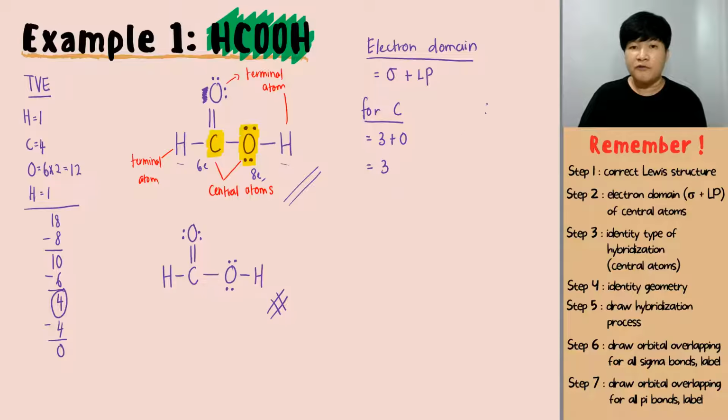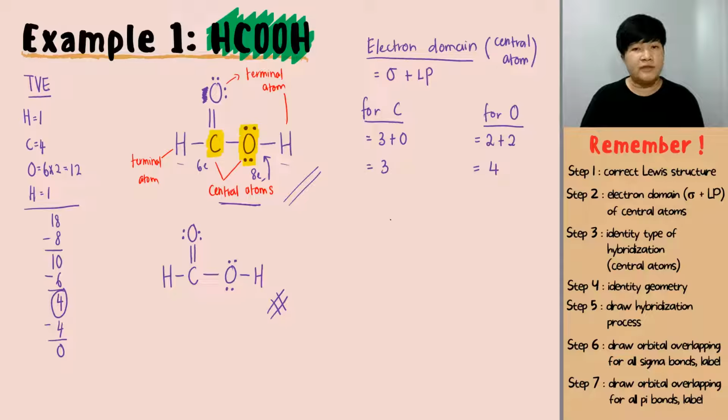Okay? While for oxygen central atom, bear that in mind, the electron domain, we always only find for the central atom. But right now, we have 2 central atoms. Therefore, we need to determine the electron domain for both of the central atoms. Carbon, electron domain calculated is 3. Oxygen, electron domain calculated is 2 sigma plus 2 lone pairs around the central atom oxygen. So, you have over here 4.